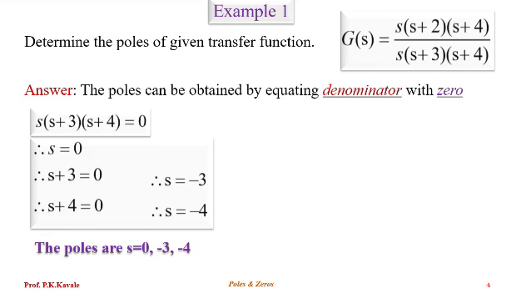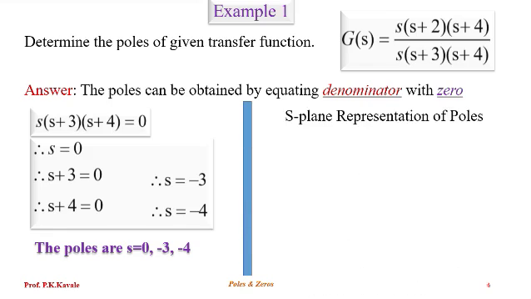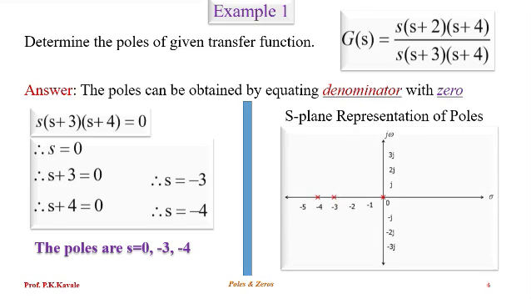So we are plotting them on a graph. Whenever we talk about the graph, it has the x-axis and the y-axis. The x-axis is represented by sigma and the y-axis is represented by j omega, and poles are represented by a cross. So what are the values? 0, hence this is the first pole. What is the second? Minus 3, so this is minus 3. And what is the third pole? Minus 4. So these are represented.